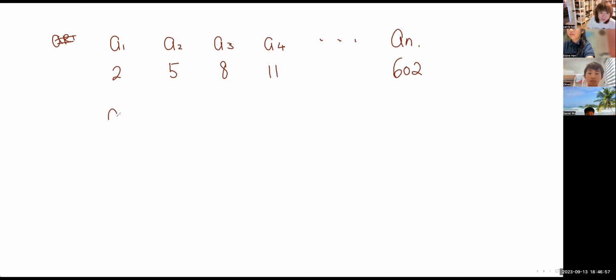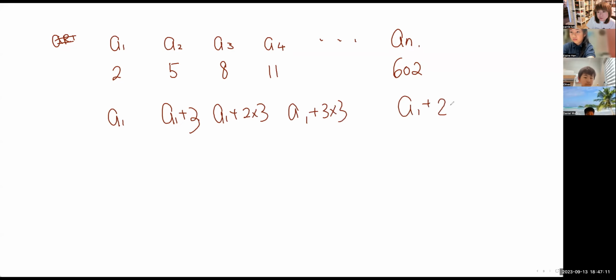The first one is A1, the second one is A1 plus 3, the third one is A1 plus 2 times 3, and the fourth one is A1 plus 3 times 3. And this last one is A1 plus 200 times 3, so that's why it's A201. Do you understand, everybody? The multiplier is always the position number minus 1, so 201 means there are altogether 201 numbers.